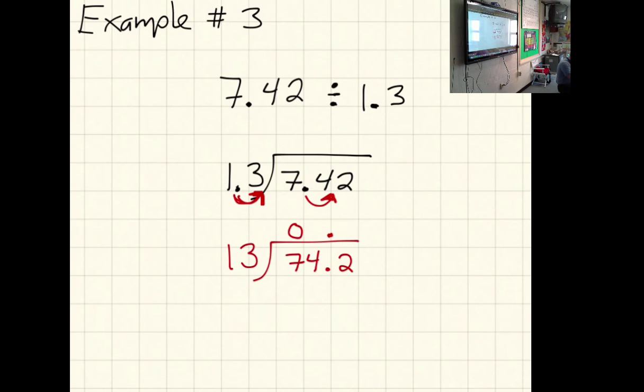No, so I'm going to put a 0 there. Does 13 go into 74? It does. How many times? 13 times 5 is 65. Let's go ahead and subtract. 74 minus 65. What do we got?